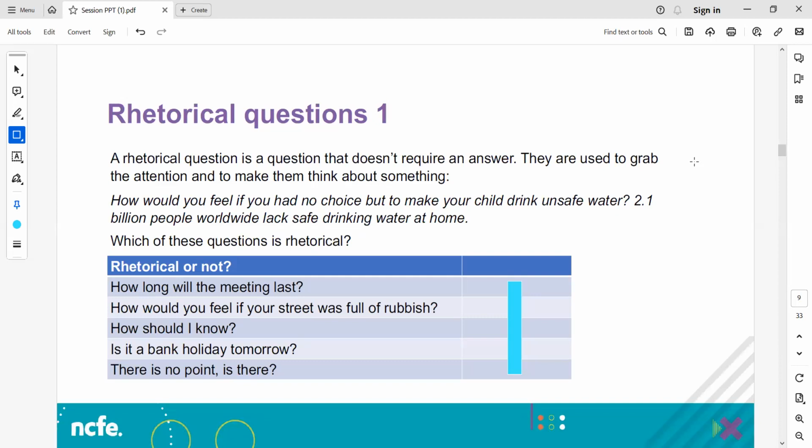So have a look at those questions in the table. Which of them are rhetorical? So I'll read through them all to give you a chance to have a think, and then we'll look at each one individually. How long will the meeting last? How would you feel if your street was full of rubbish? How should I know? Is it a bank holiday tomorrow? There is no point, is there? So which are actually asking a question that requires an answer, and which of those are rhetorical? They're just trying to make someone think and they don't need an answer.